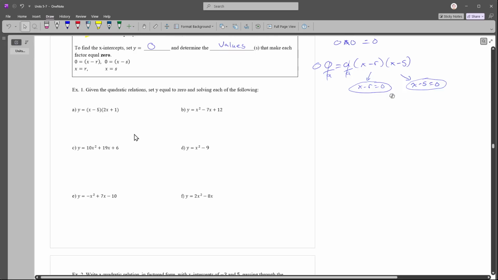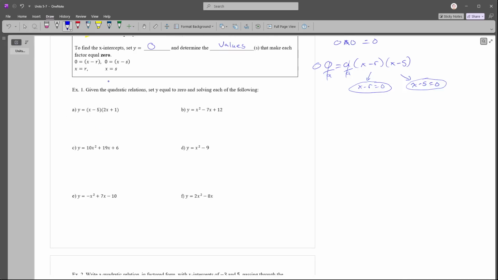So down here, I have a few examples that are going to test that theory. Given the quadratic relations, we're going to set y equal to 0, and then solve each of the following and try to find the x-intercepts. Okay, so we set y equal to 0. So we have 0 is equal to x minus 5 times 2x plus 1. You're like, oh, wait, that 2x plus 1, I can't just look at it and figure out what x is going to be anymore. No, you cannot. So now we have to do the work for each one.